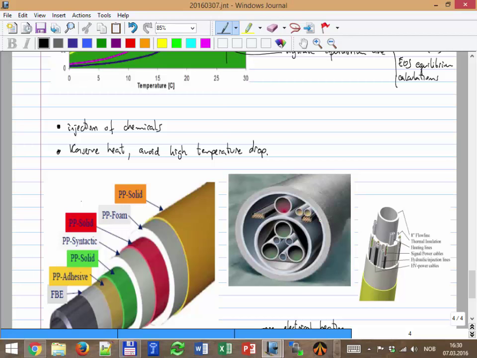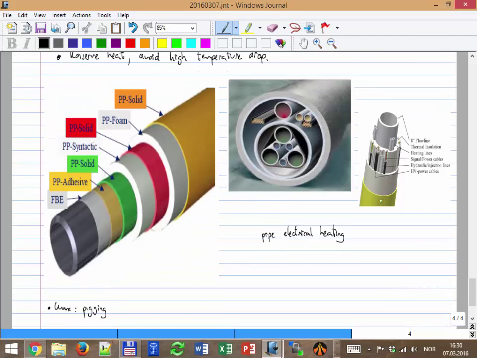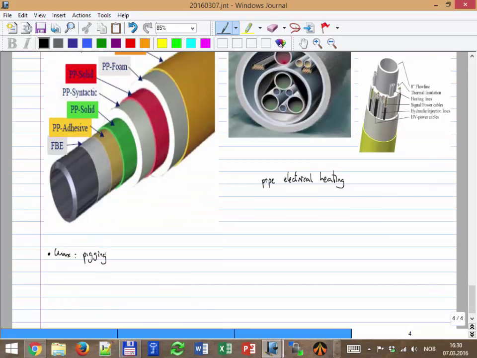But these measures and injection of chemicals are in a way just slowing down the problem, a fix so that it does not appear, okay? But when I have some wax deposition in the pipe, the only solution is just to do pigging, regular pigging.